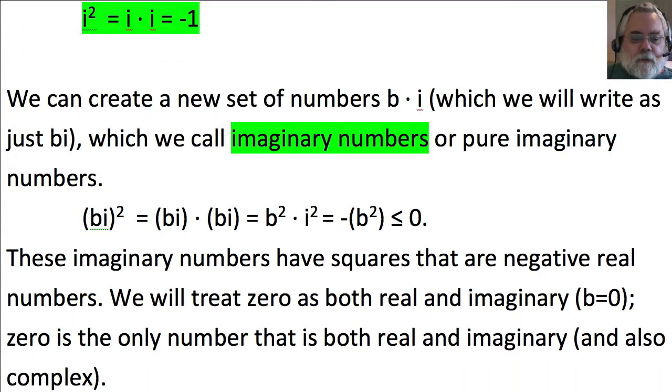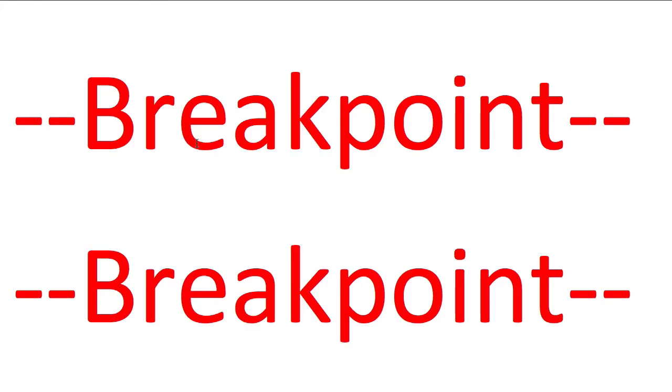Now if we square these imaginary numbers, if we take bi squared, that means bi times bi, and we can reparenthesize and reorder them so that we get b squared times i squared. But we know that i squared is -1, so we get minus b squared. b squared is greater than or equal to 0, so negative b squared is less than or equal to 0. So these imaginary numbers have squares that are negative real numbers. We're going to treat 0 as both real and imaginary, for the imaginary number 0 has b equals 0. 0 is the only number that is both real and imaginary and also complex, which we'll learn later. This is a possible time to take a break.